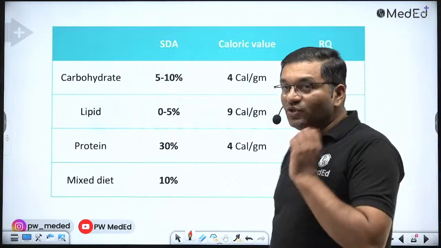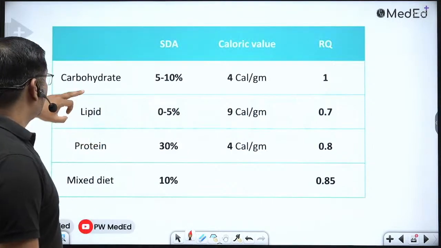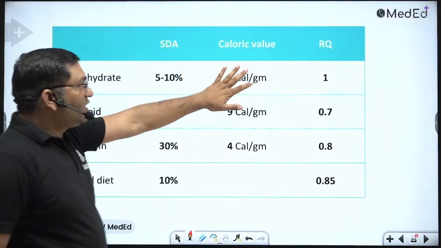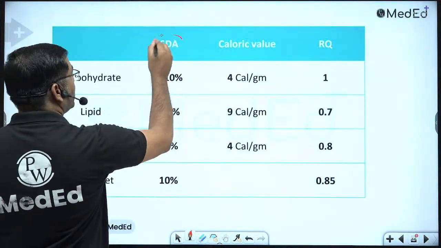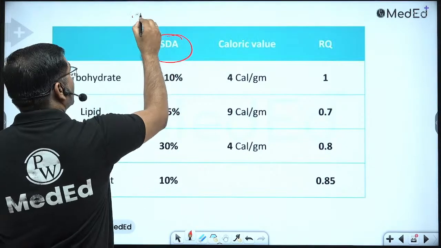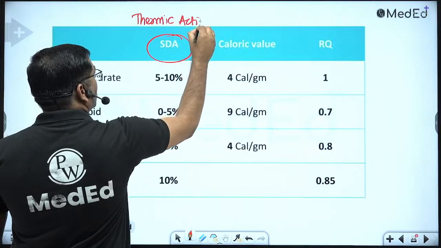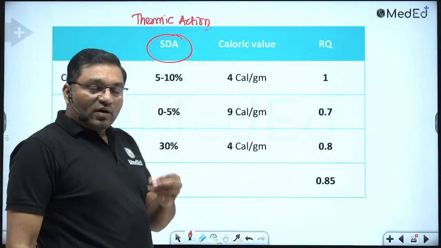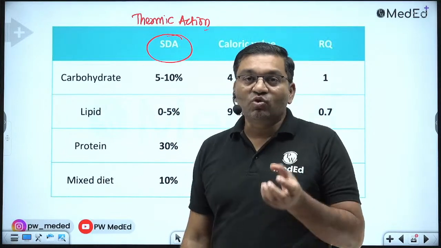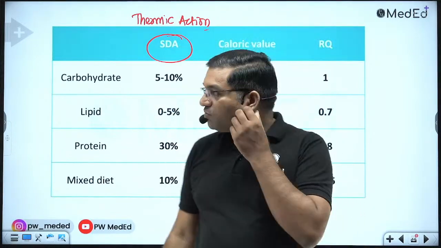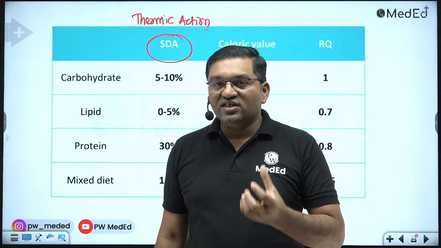Okay. Now from the nutrition topic, see the SDA, caloric value and the respiratory quotient. This point is important, particularly SDA. It is also known as the thermic or thermogenic action of the food. Above the BMR, an extra amount of energy is required for the processing of the food, for its metabolism, transport and storage.